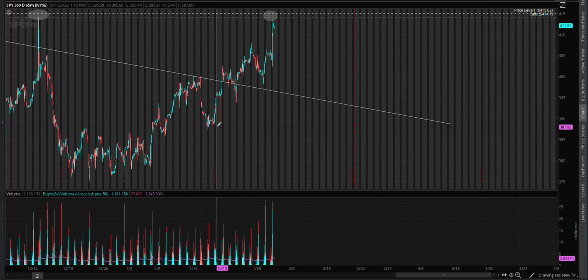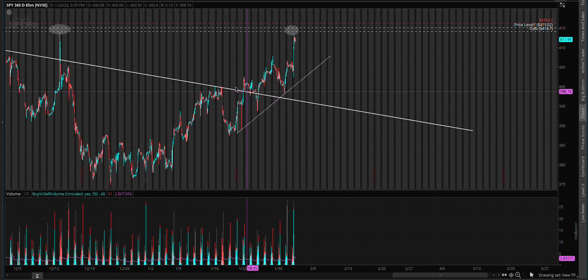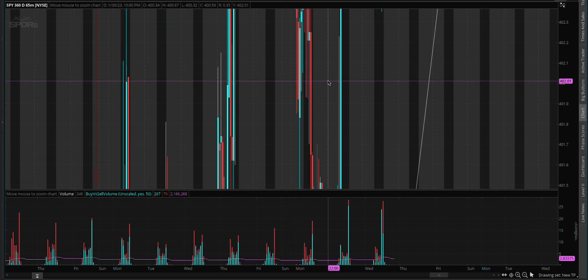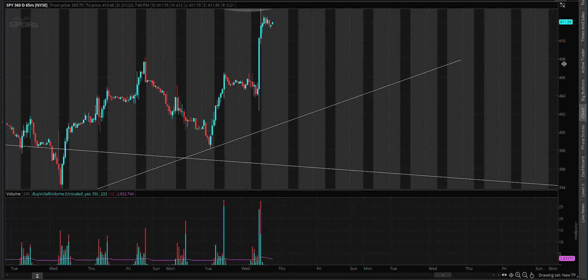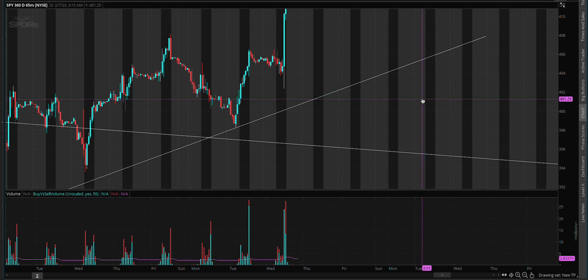And what do puts mean? Puts mean you can make money on the downside. Yes, you can make money on the downside, and I don't plan on doing that. I don't plan on taking any bets to the downside until we break some pretty low levels, which will be a big minute.